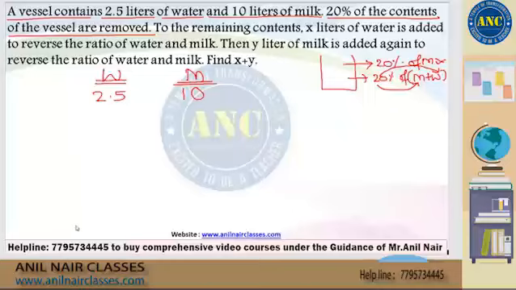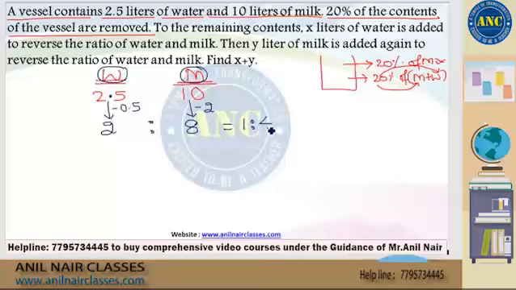What is 20% of 2.5? 10% of 2.5 is 0.25, so 20% is 0.5. 0.5 liters of water is removed, so the remaining is 2. And what is 20% of 10? 10% of 10 is 1, so 20% is 2. 2 liters of milk is removed and the remaining is 8. That means the ratio of water and milk is 2:8, which is nothing but 1:4. Right?